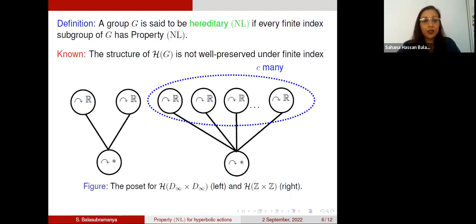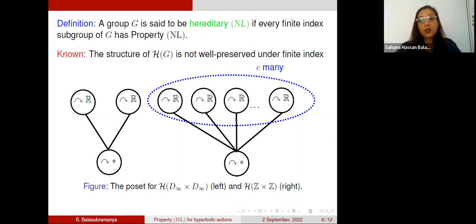And as an example, there's this, where the poset on the left-hand side is the poset of hyperbolic structures for the infinite dihedral group, direct product with itself. And there's only a finite set of hyperbolic structures here. But if you drop to an index 4 subgroup in this group, which is isomorphic to Z cross Z, then the cardinality of the poset suddenly jumps to being uncountable, because you can construct many, many linear actions for Z cross Z by projecting the slopes of different lines through the origin in the Euclidean grid. So the structure of this poset, unfortunately, is not preserved well under commensurability.